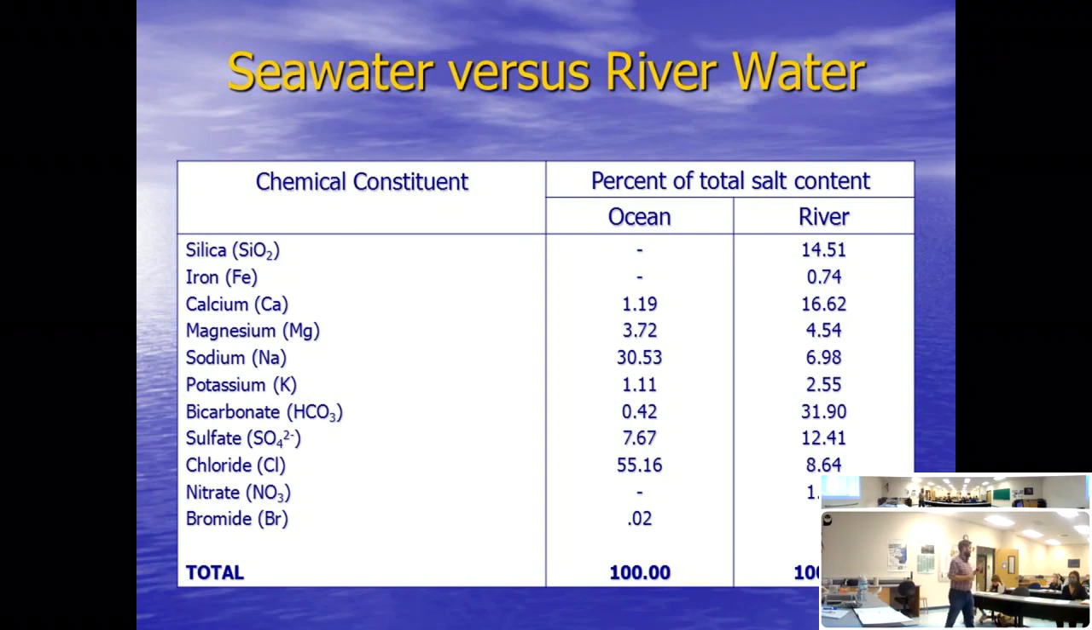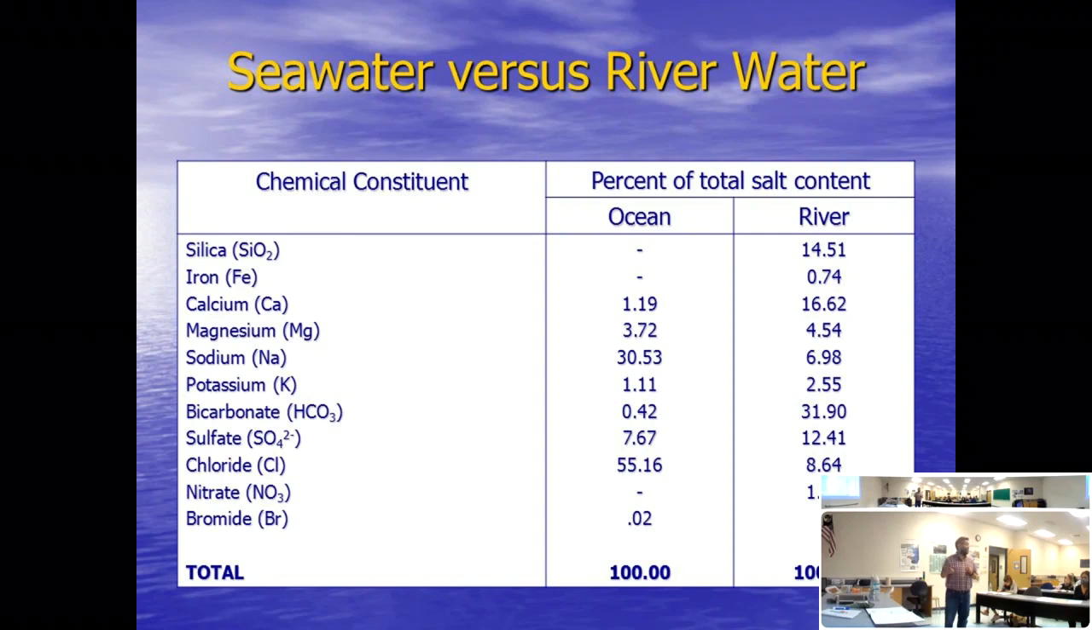So I just want you to take a look at these two graphs, okay? So what do you see? Are there differences between ocean water and river water in terms of the percentage of what salts are actually composed of? Okay, what are some things that are different? What are some things that scream out to you? Very, very different.